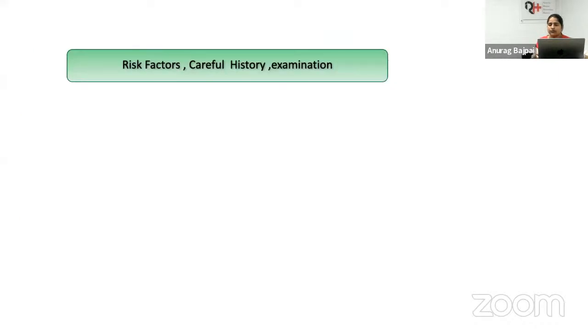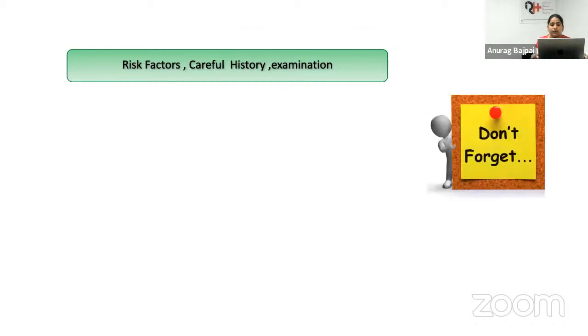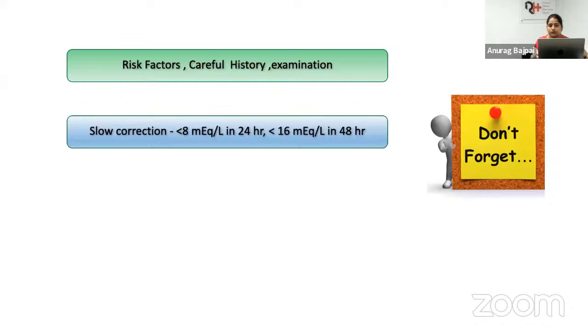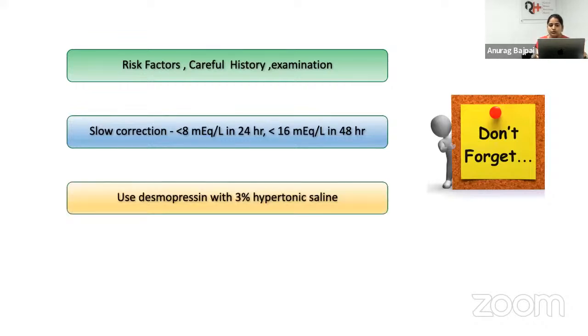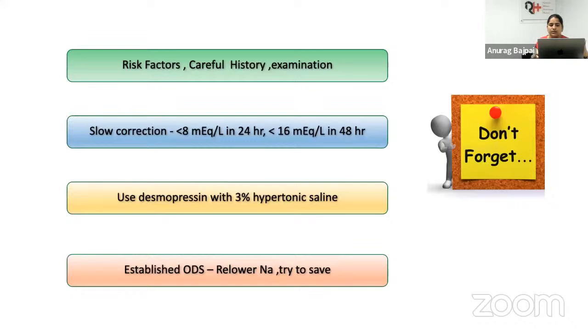So what we have to think is, we should always look for the risk factors. We should take a careful history of the drugs. We should look for minor subtle neurological features like dysarthria, and take the history of sleep cycles. And we should always go for slow correction. We should use desmopressin with 3% hypertonic saline in case of hyponatremia. And when there is established ODS, relower sodium, try to save the patient. We should not lose our hope.